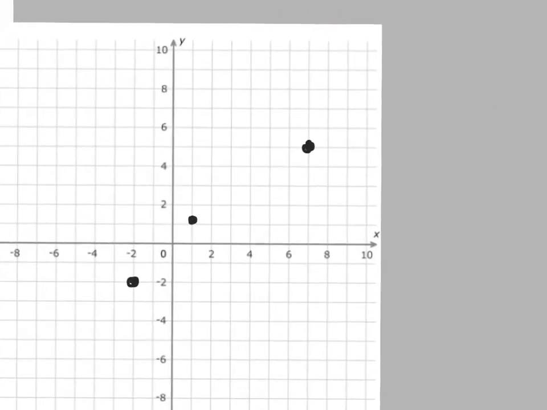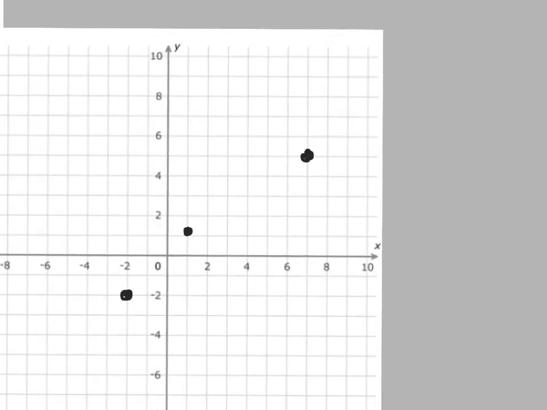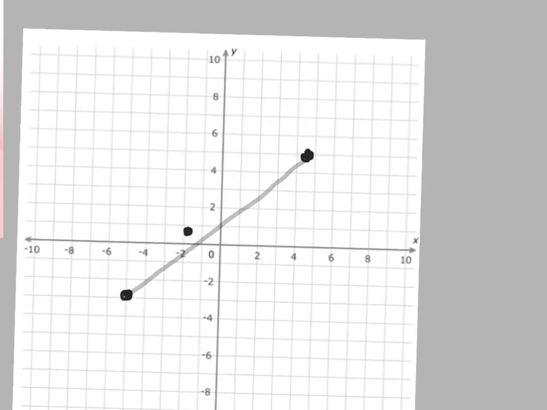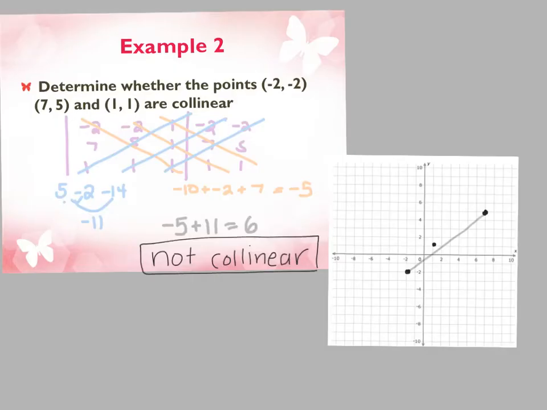And you can see that while it looks like they are close to forming a line, there would be my straight line. So these 3 are not collinear, which is consistent with the information that we just found using the other method. So if this question was on your test, obviously I'd be looking for the work to show that it's not collinear, not just the graph. But the graph is a great way to check to make sure that your work is correct.